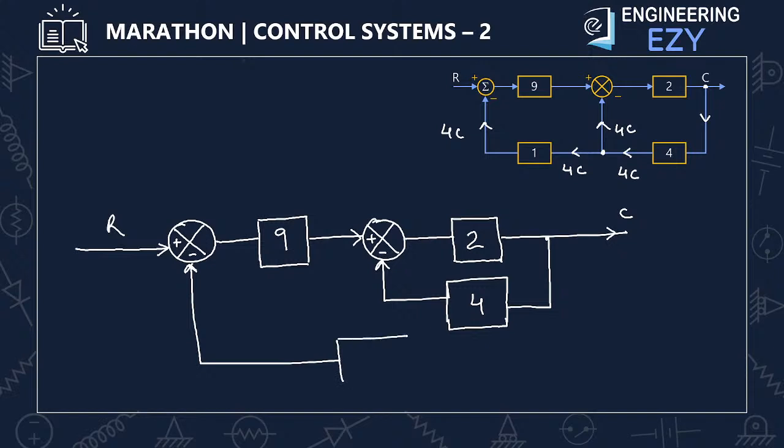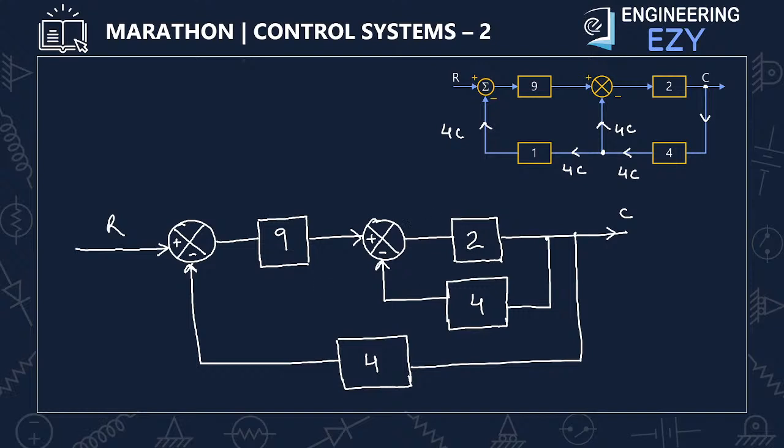So if you reduce this diagram like this, C by R can be easily calculated. What is the total C by R? You can give the answer in the chat box.